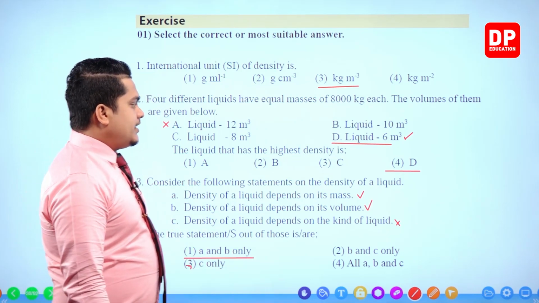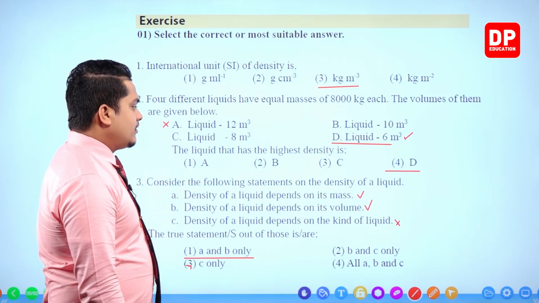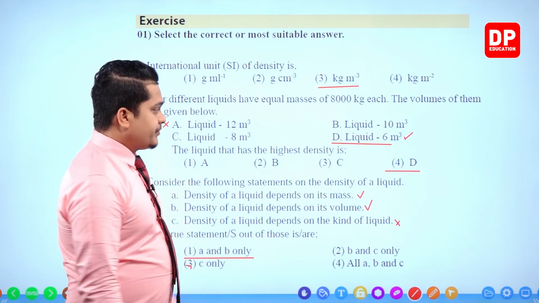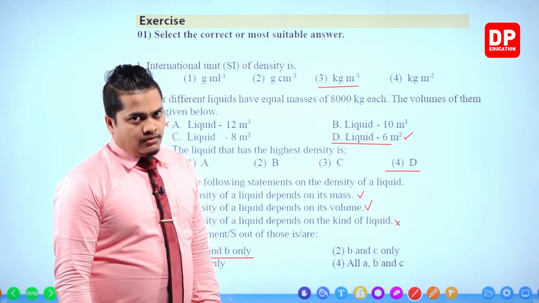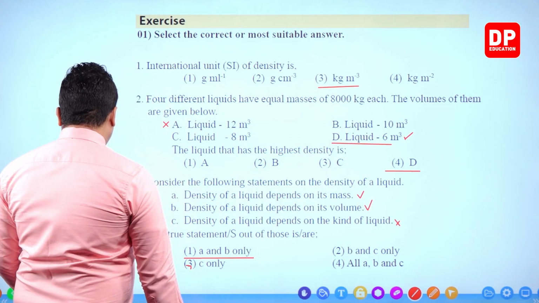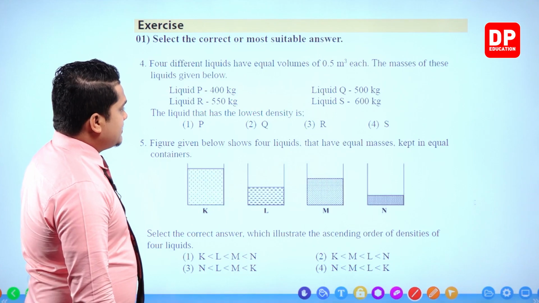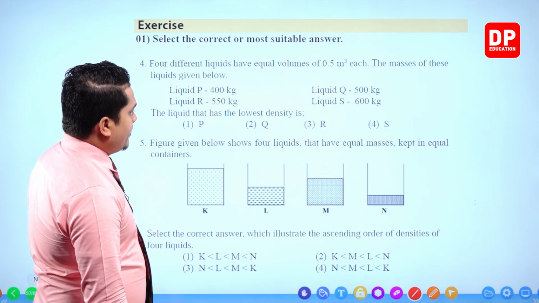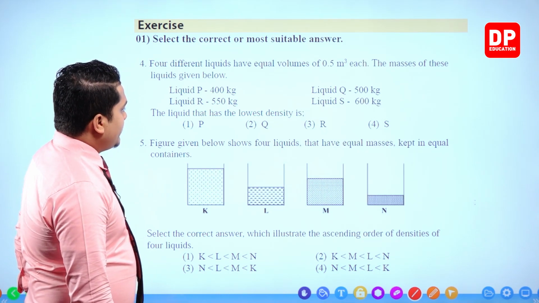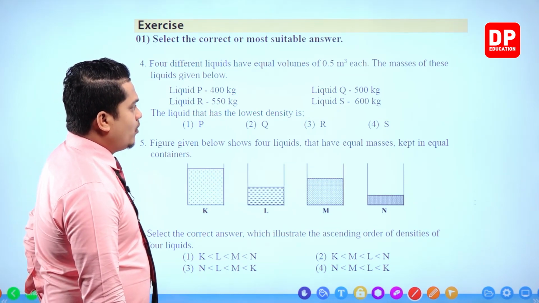Always remember, density of a liquid depends on 2 different factors. Number 1, its mass. Number 2, the volume. That's why the formula is given as mass over volume. Next one. 4 different liquids have equal volumes of 0.5. Masses of these liquids are given below: 400, 550, 500, 600. The liquid that has the lowest density, my dear children.